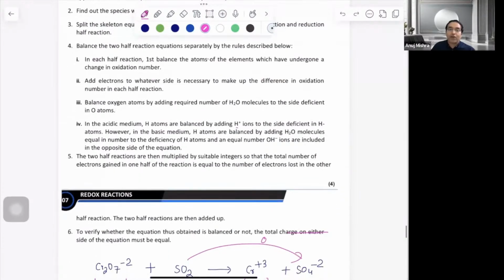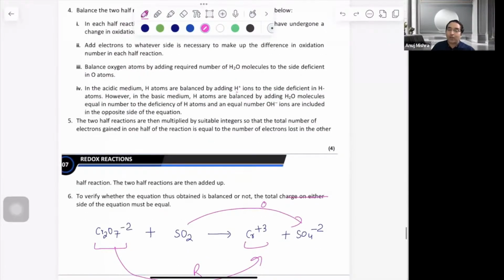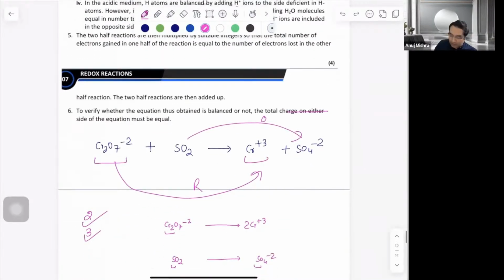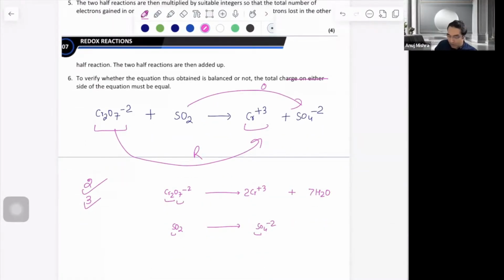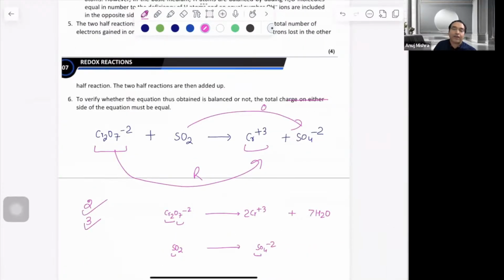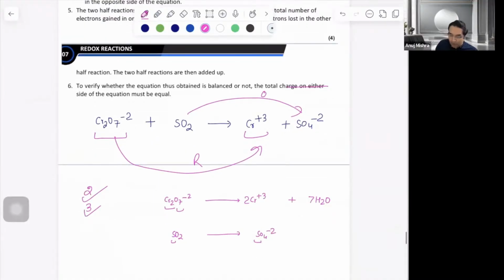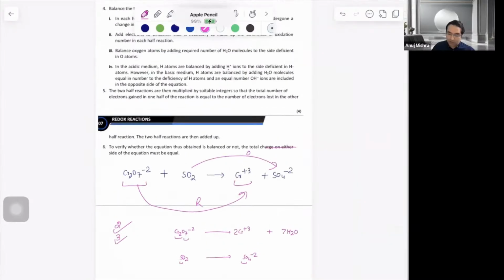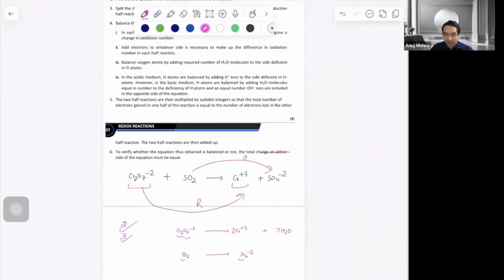Balance oxygen atoms by adding the required number of water molecules to the side deficient in oxygen. So can I say this is O7? So I should add 7H2O. Okay. And which medium is given? Have they mentioned any medium? Let's say for this question they gave acidic medium. Then you have to add H plus, but along with that, you have to add water as well, right? So just try to write the balanced equation.